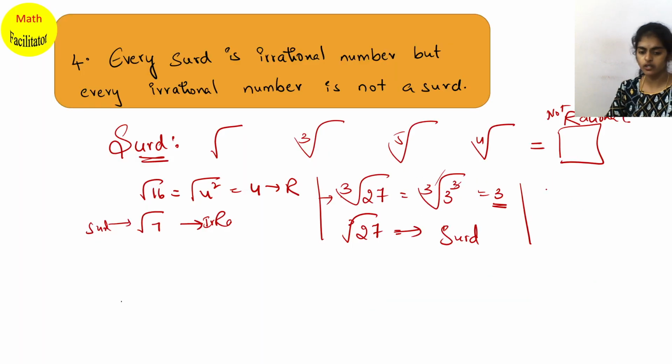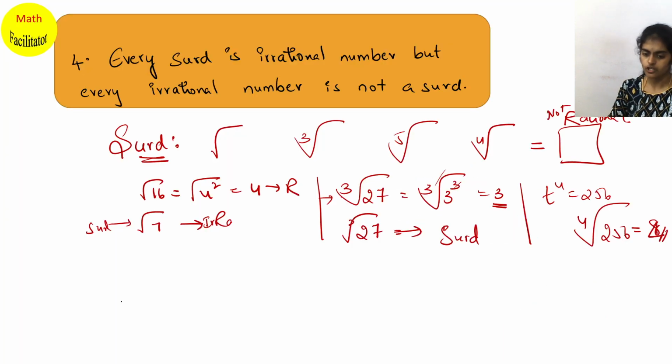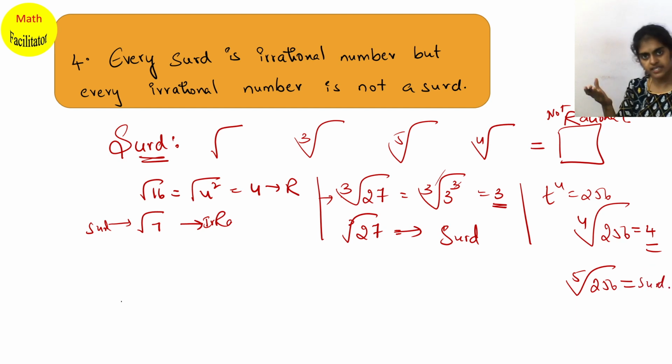T power 4 equal to 256. So I told you, fourth root of 256, you are getting it as 4, sorry. You are getting it as 4. So this is a rational number. 4 is a rational number. So this fourth root of 256 is not a surd. But suppose if you have fifth root of 256, here you don't get a rational number. So this is called a surd. Clear with the point, what is a surd and what is not a surd, right?